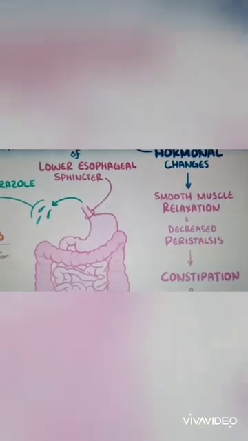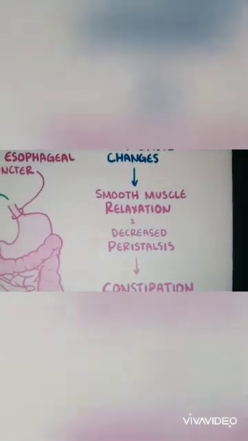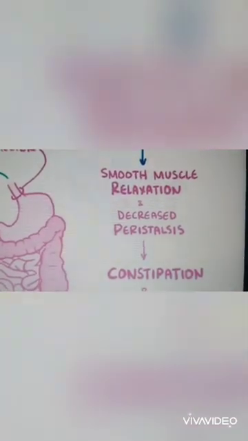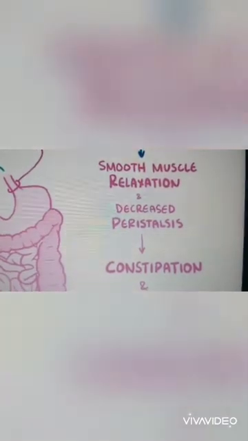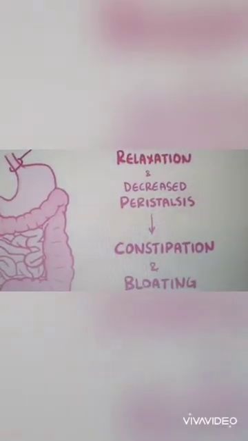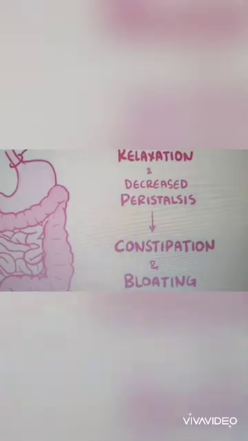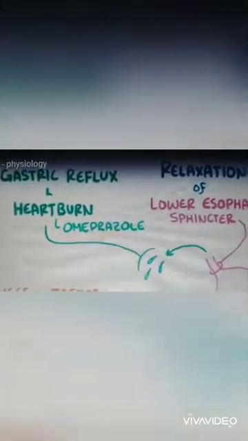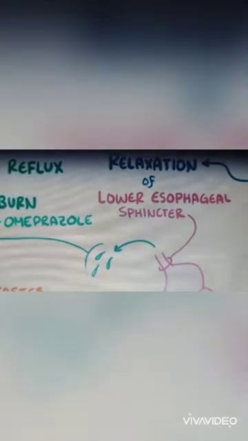The next change will occur in the gastrointestinal tract. Here the hormonal changes will cause smooth muscle relaxation and then decrease the peristaltic movement in the GIT, so it causes constipation and bloating problems, and it may cause gastric reflux and heartburn due to lower esophageal sphincter relaxation, and it may also cause changes in taste.